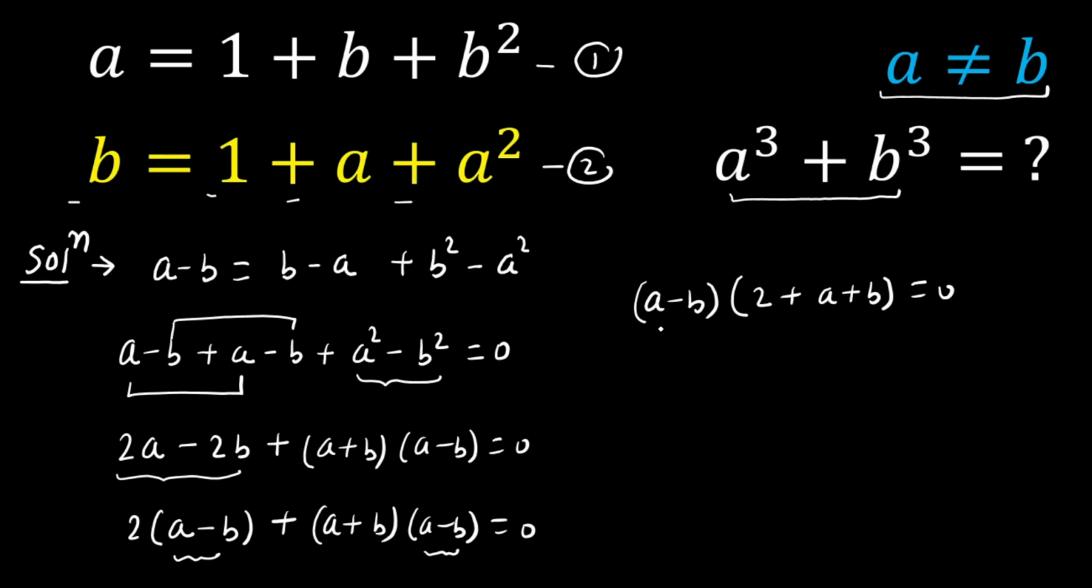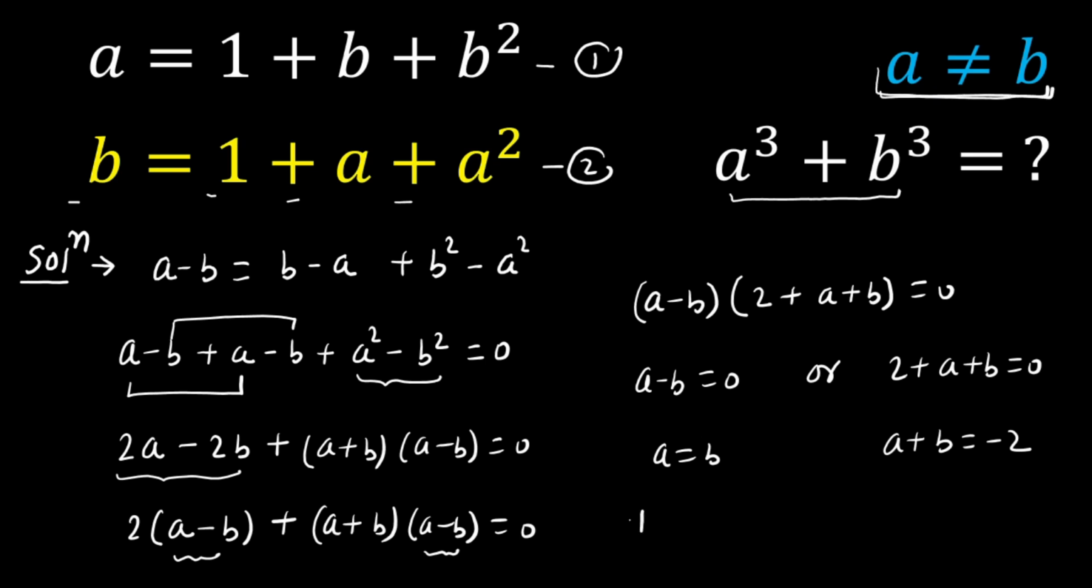The product of two algebraic expressions is 0. So it means a minus b equals 0, or 2 plus a plus b equals 0. Then a equals b, or a plus b equals minus 2. But it is given that a is not equal to b, so this case is rejected and this case is accepted. a plus b is equal to minus 2.